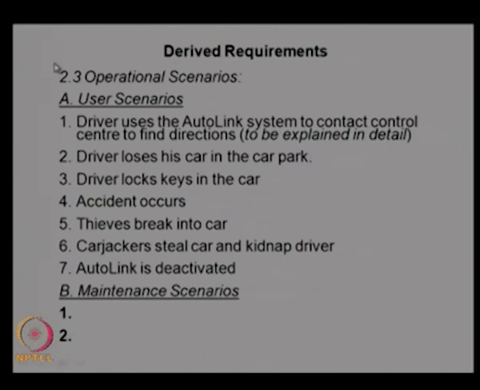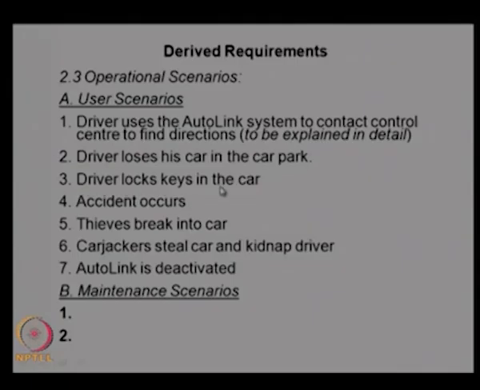So, we can identify many operation scenarios and identify the derived requirements from these scenarios also. So, we can have many user scenarios, like the driver uses the Autolink system to contact the control center to find directions. That is one scenario, and you can explain it in detail: what is the input, what is the output. Then the driver loses his car in the car park, so he wants to identify the location of the car. That can be another application.